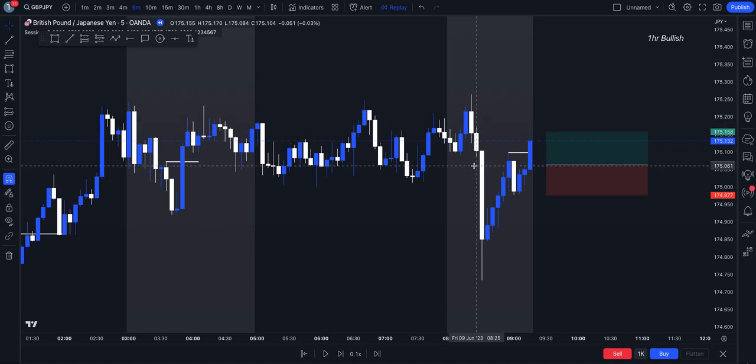So then you get taken out straight away. So it's a game of probabilities. You have to back test it yourself. This is obviously what worked on this session right here.